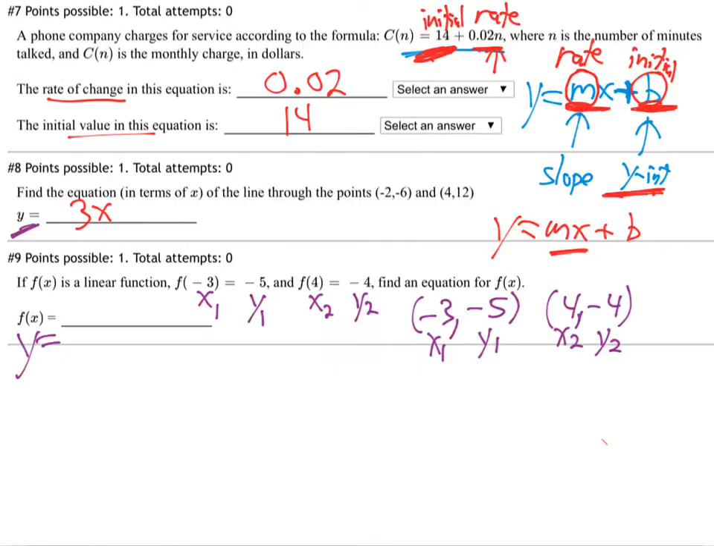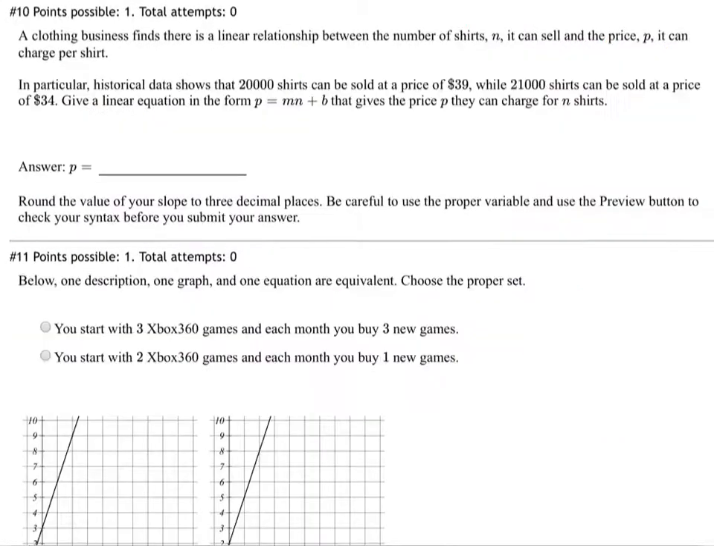So the trick with that one is, once you find the y-intercept and x... Number 10 here. A clothing business finds there's a linear relationship between the number of shirts it can sell and the price P it can charge per shirt. Historical data shows that 2,000 shirts can be sold at a price of $39, while 2,100 shirts can be sold at a price of $34. Give a linear equation in the form P equals MN plus B that gives the price P they can charge for N shirts. Now that sounds fancy, but guess what it is? MX plus B. It's exactly what we just did in the last two problems.